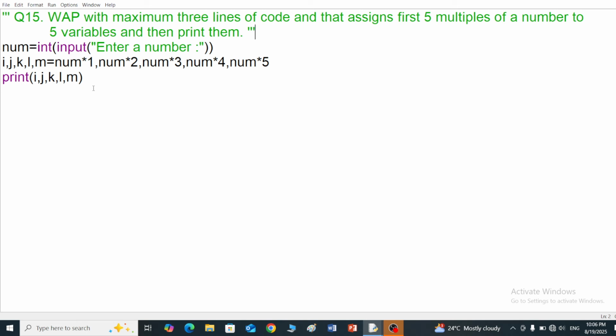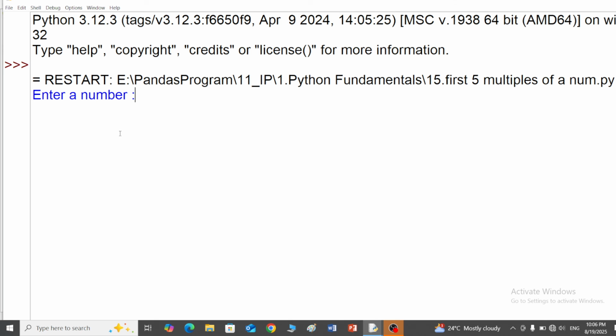So this is the 3 lines. So in the 3 lines you solve this question. So suppose, enter a number. If I have taken 2, now the first, 2 1s are 2, second 2 2s are 4, 2 3s are 6, 2 4s are 8, 2 5s are 10.